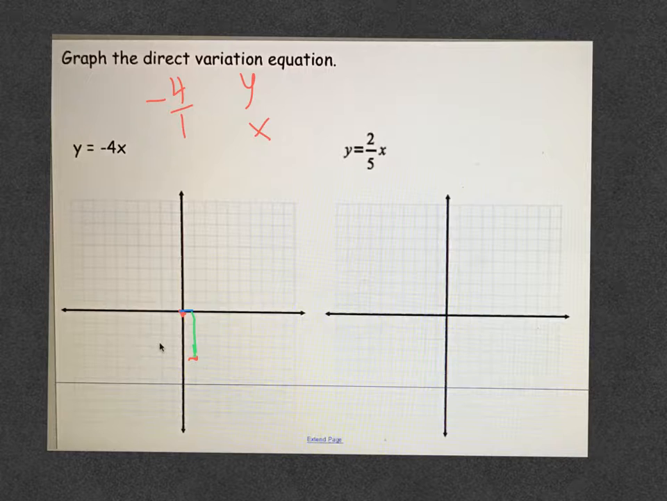Now I can do it again, over 1, and then down 4 again. 1, 2, 3, 4. Okay, so that's going to be my equation right there. That's going to be my line. And that's all you have to do. Next one over here, you can give it a try yourself.